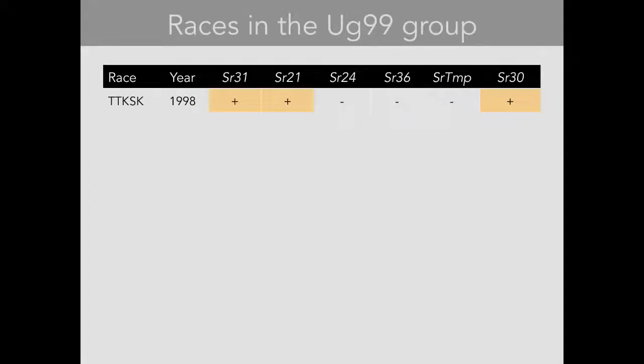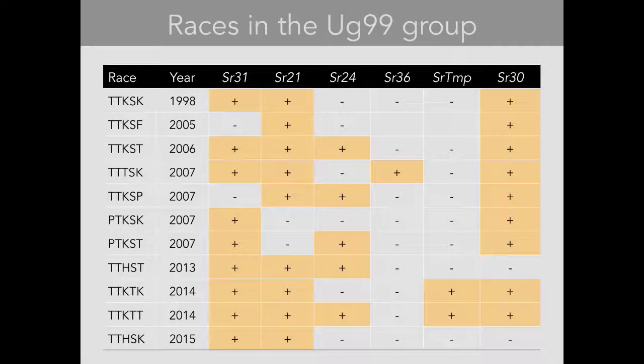So this is the original Ug99, found in 1998, and you can see its relevant feature is this virulence on Sr31 and also on Sr38, which is not present in this table. As you can see here, in a matter of 17 years, 11 additional variants in the Ug99 group have been identified. And what's more relevant, some of these variants, for example TTKST, have combined virulence to highly important genes, in this case Sr31 and Sr24, TTTSK with virulence combination on Sr31 and Sr36, and lately the most virulent of all, TTKTT, that combined virulence on Sr31, Sr24, and SrTmp.